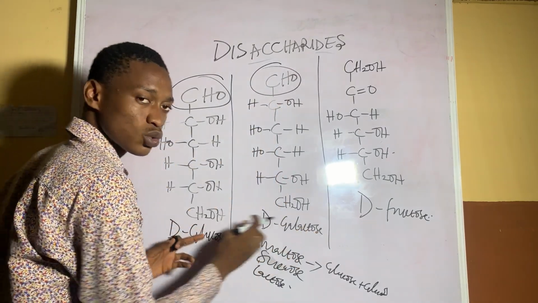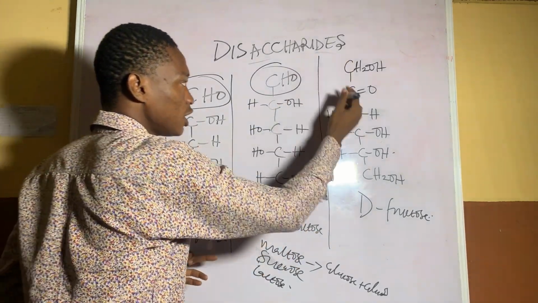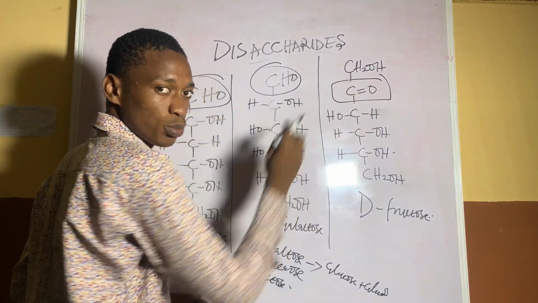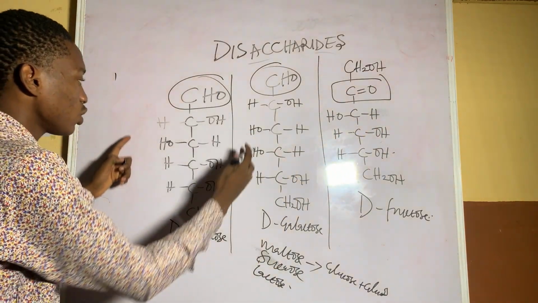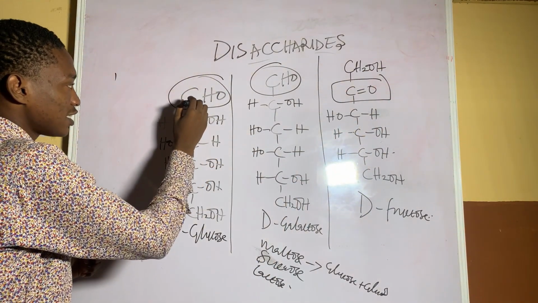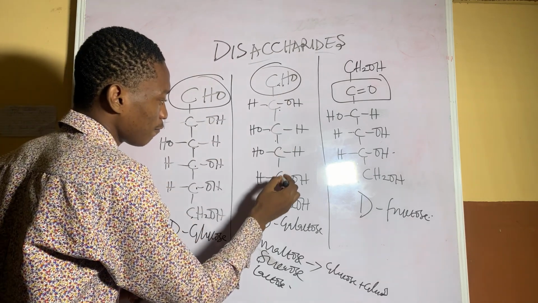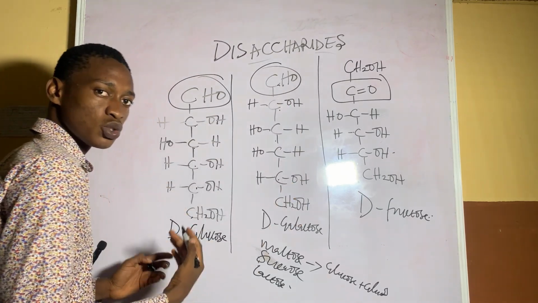Both glucose and galactose are what? Aldose sugars. But this particular one is what? A ketone sugar because of the ketone functional group here. Are we together now? Now if we begin to look at this sugar, these are 6 carbon sugars. 1, 2, 3, 4, 5, 6. 1, 2, 3, 4, 5, 6. Both glucose and galactose are 6 carbon sugars.